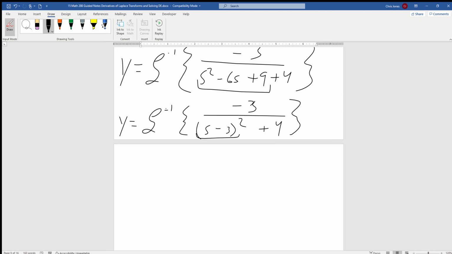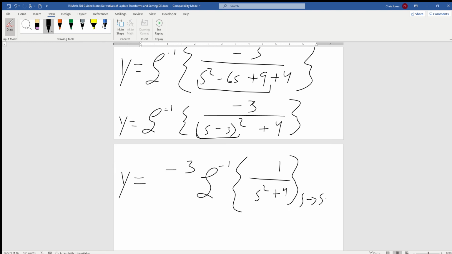Okay, so what we're going to do is we're going to say y is going to be equal. Now I'm going to factor out the -3. Laplace of 1 over s squared plus 4 as s approaches s minus 3. All right, now this is going to be our k. So k squared is equal to 4, so k is equal to 2. And by now we've seen enough of these to probably recognize this as one of our either sine or cosine functions. So if the numerator had a 2 in it, then I think we'd be set.